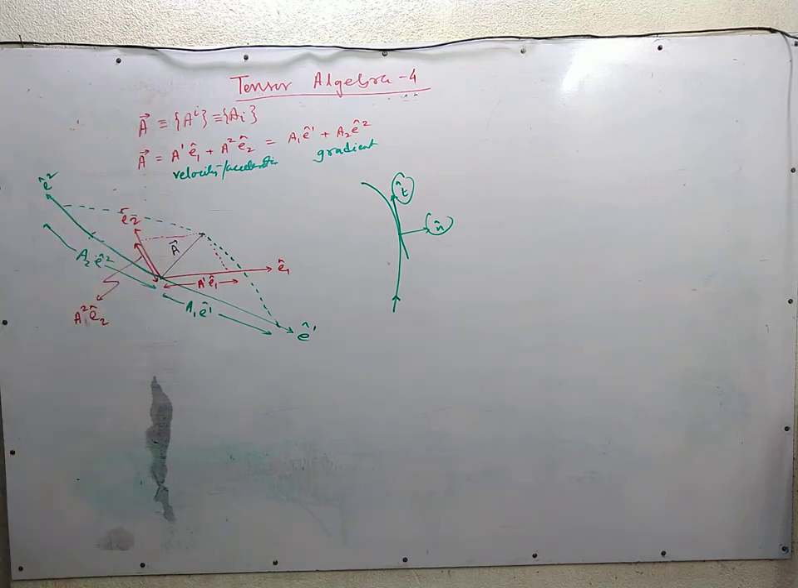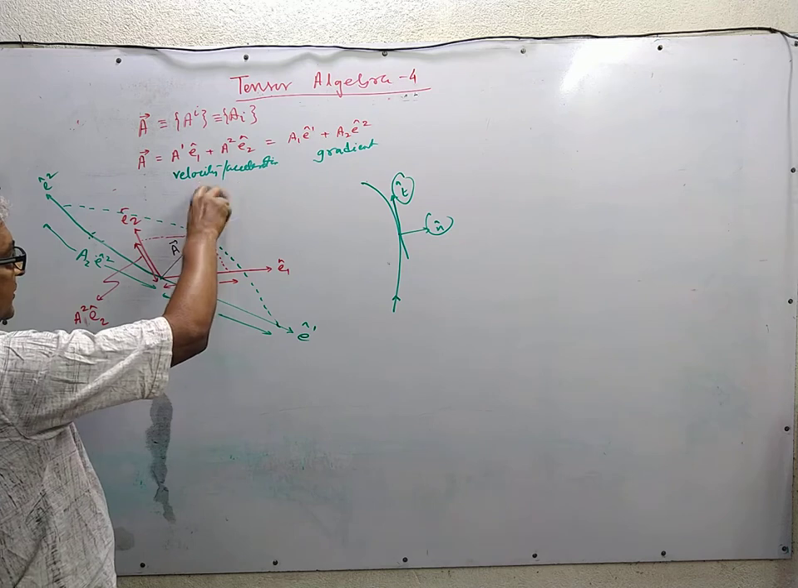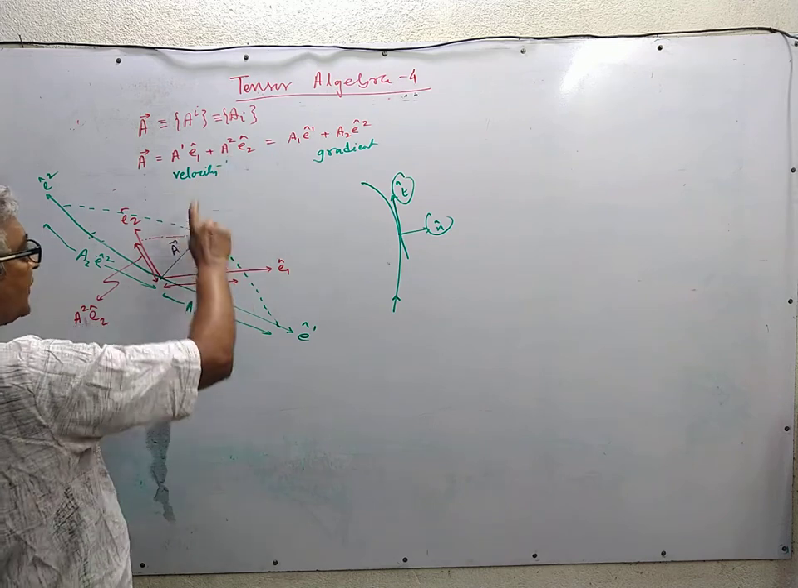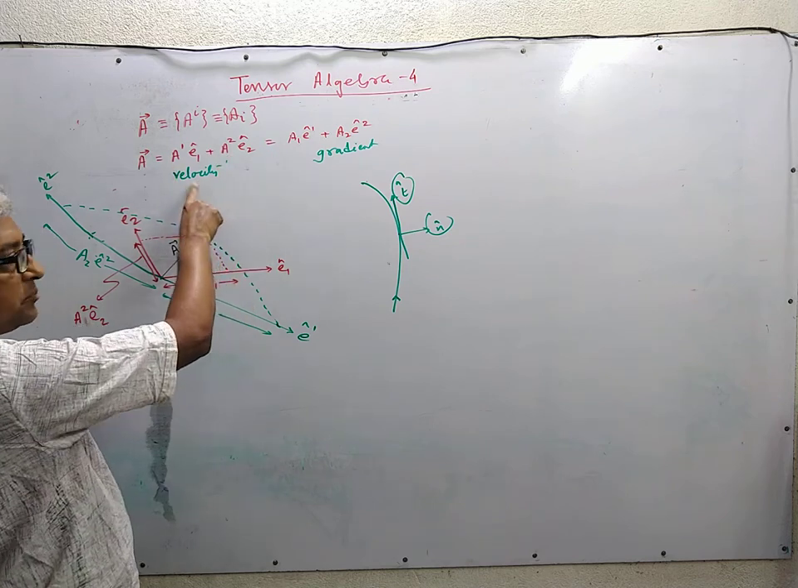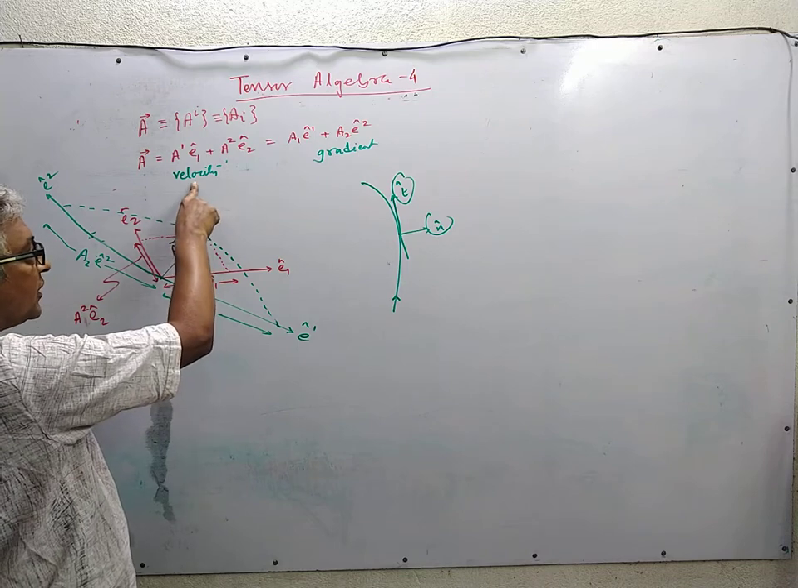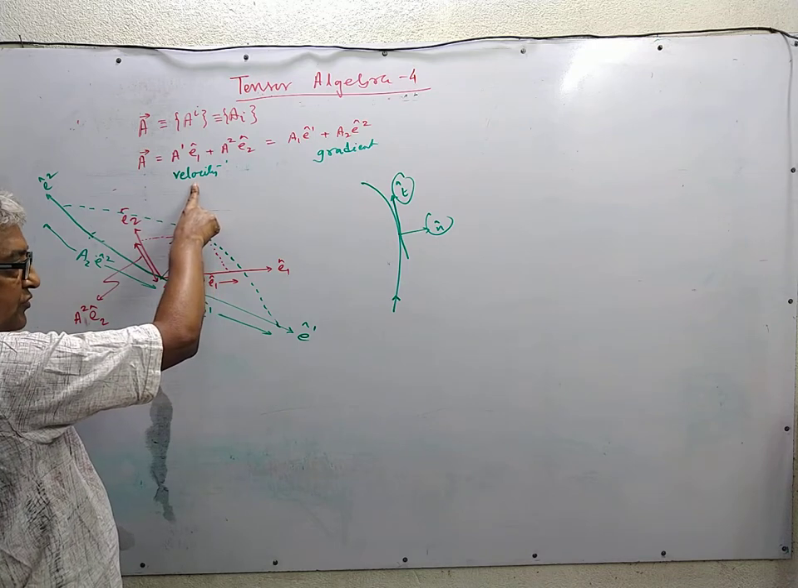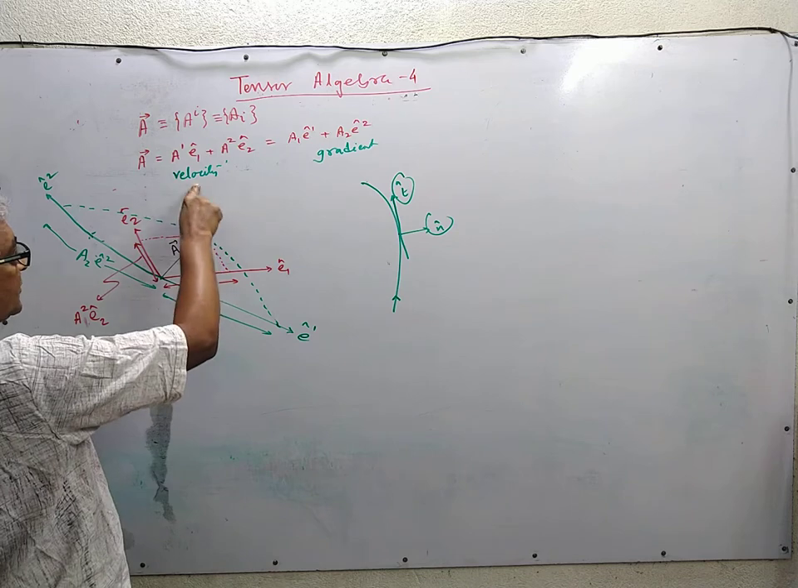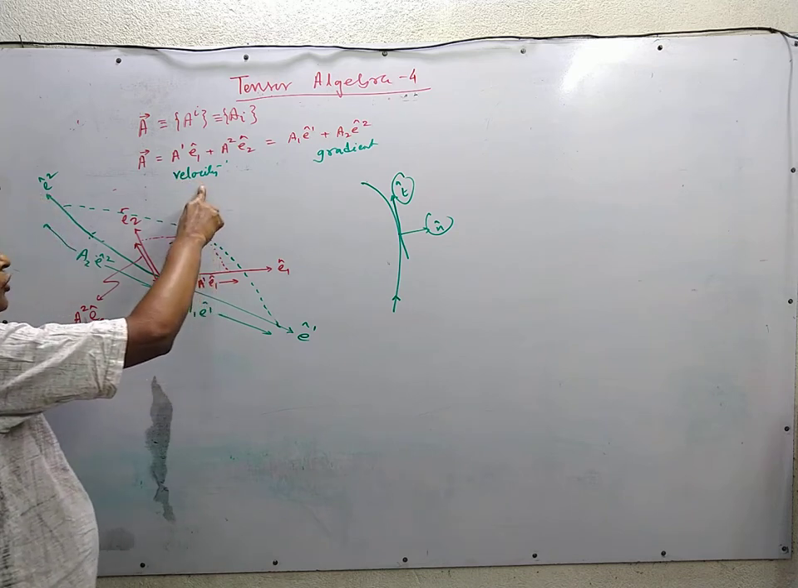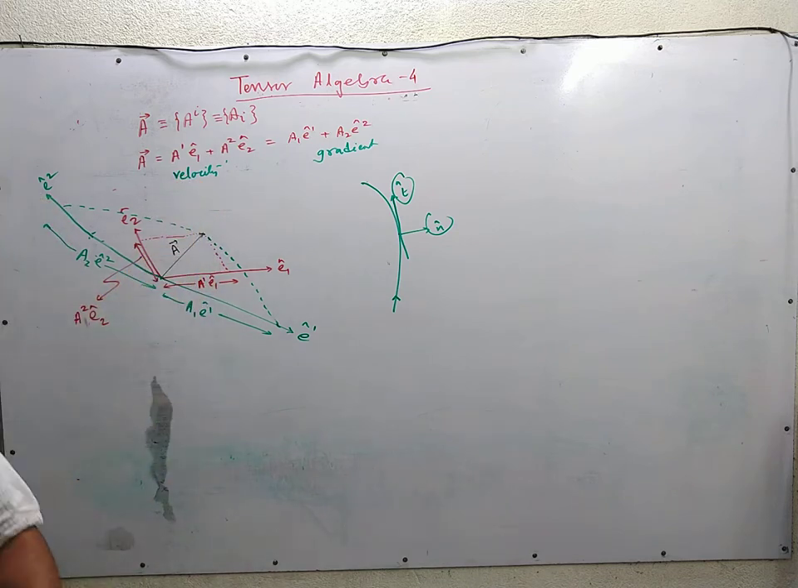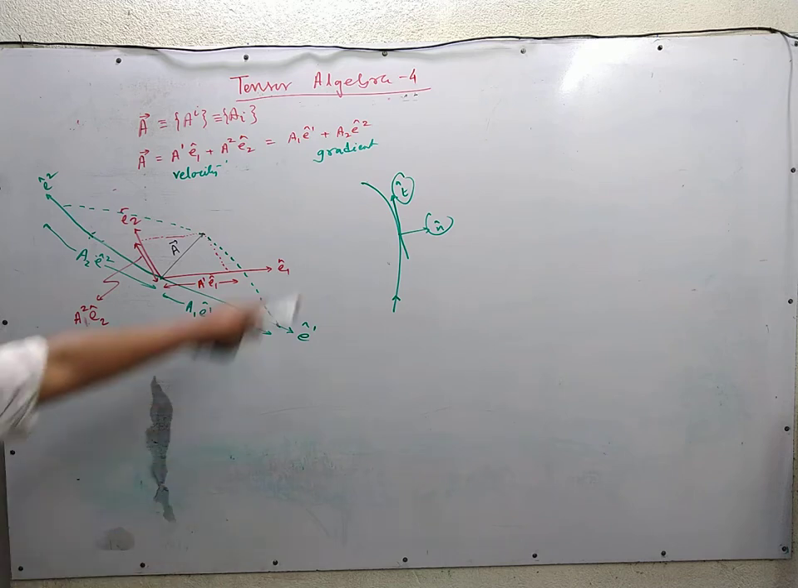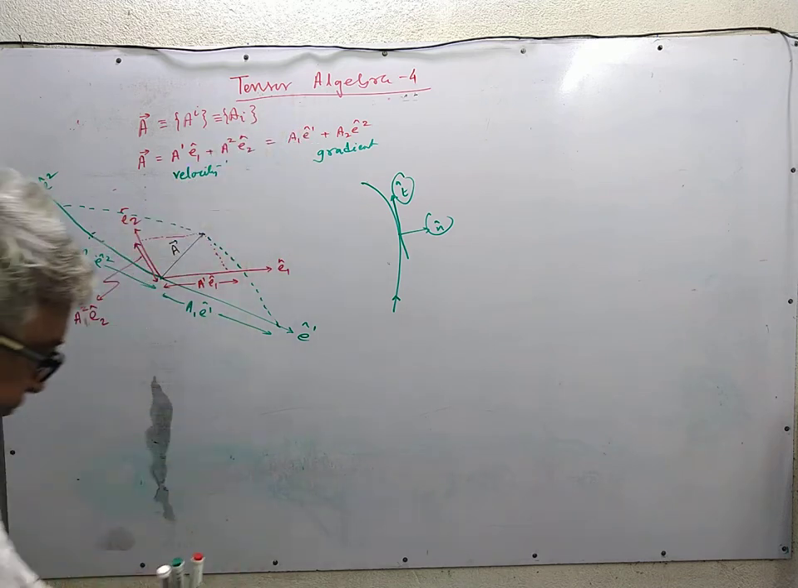The clue is that when we consider velocity, for example, it is directed along the tangent to the particle's trajectory. So it is a contravariant vector. On the other hand, when you evaluate the gradient, it is directed normal to the surface. So it is a covariant vector.